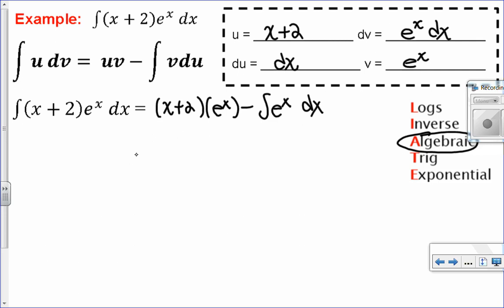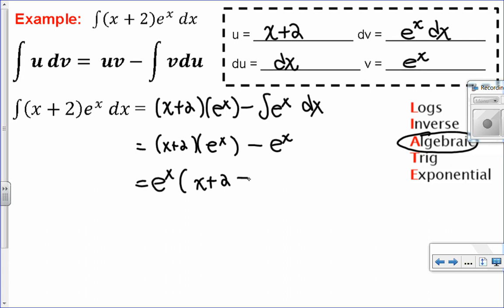Okay, so that would mean that this is equal to x plus 2 times e to the x minus, and then you ask yourself, what function has a derivative that is equal to e to the x? And that's just e to the x. So I notice that e to the x is common to both terms, so I'll just factor it out, and then I would be left with x plus 2 minus 1, which is just e to the x times x plus 1, and then I will add on my c value. So that would be the integral.